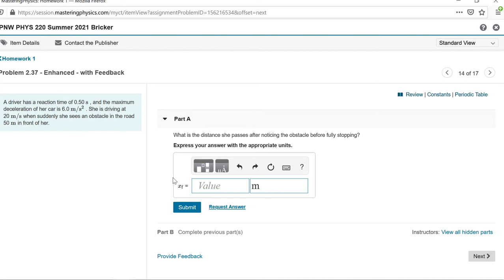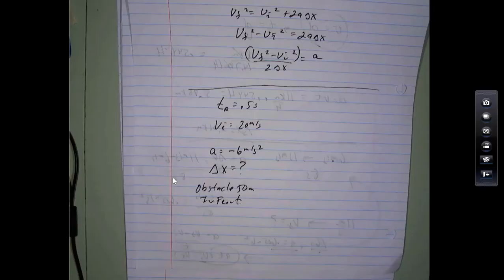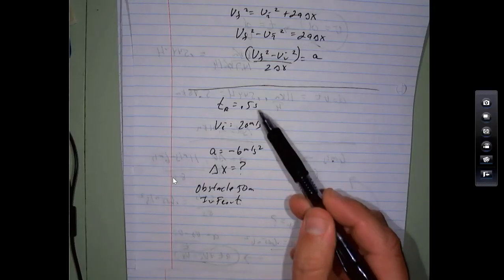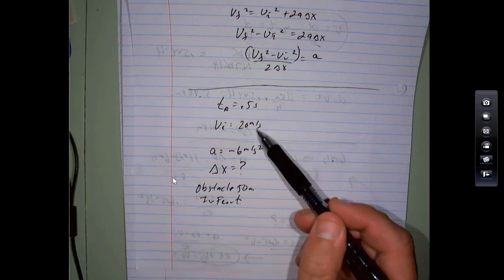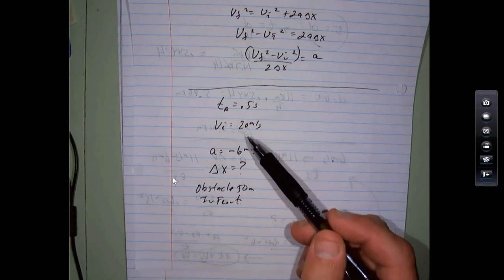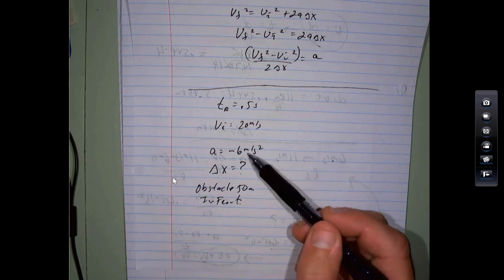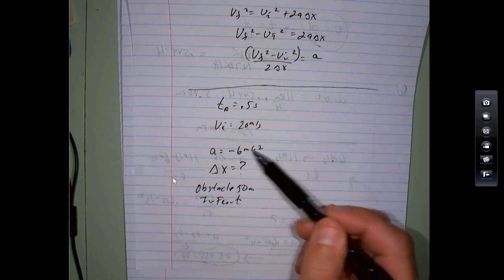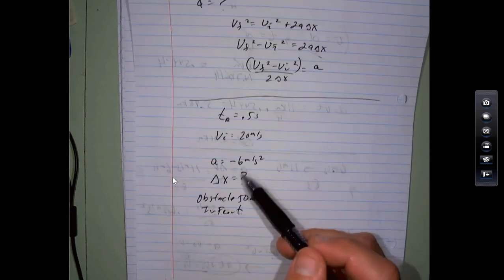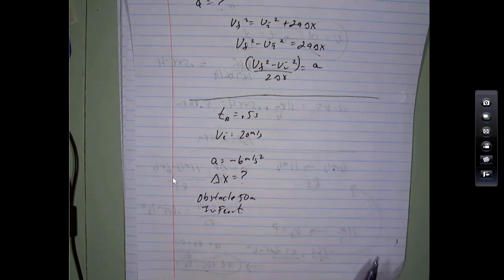She's driving at 20 meters per second when she suddenly sees an obstacle in the road 50 meters in front of her. What is the distance she travels, the distance she passes after noticing the obstacle? Okay, let's take a look at this. Okay, reaction time of a half of a second, speed 20 meters per second, deceleration of 6 meters per second squared, so that's where the minus sign. So how far do we travel during this whole thing?